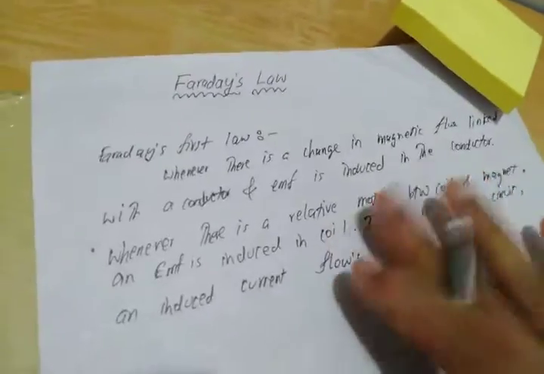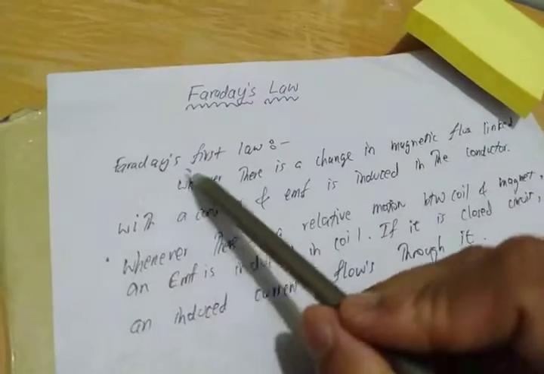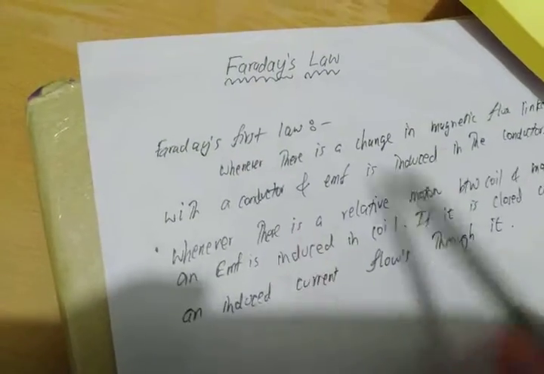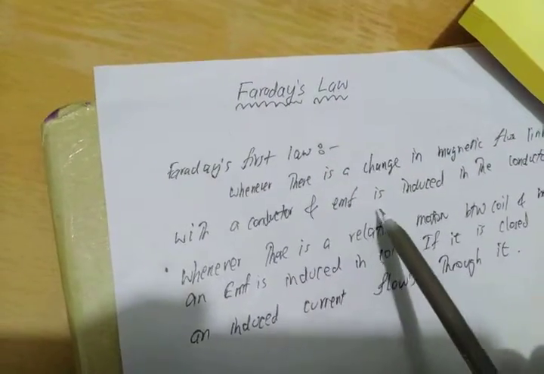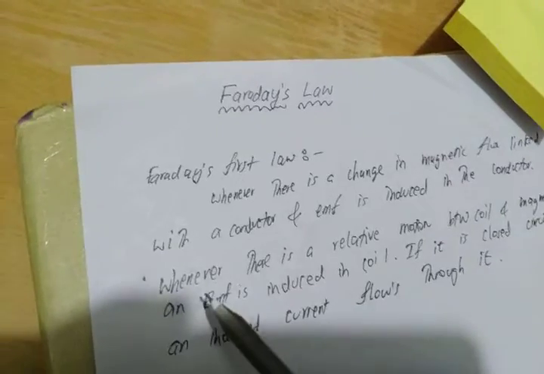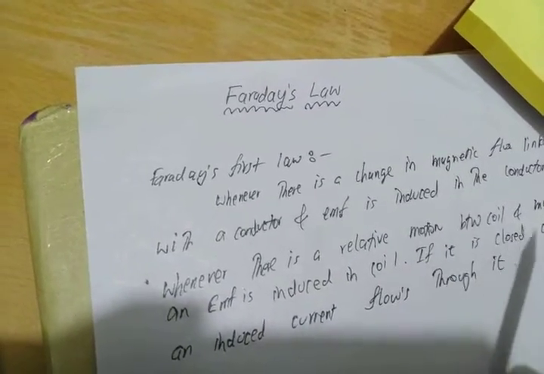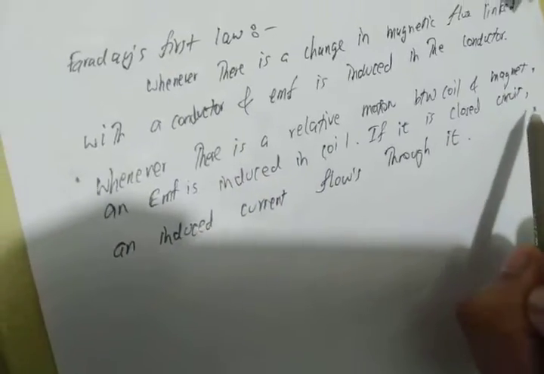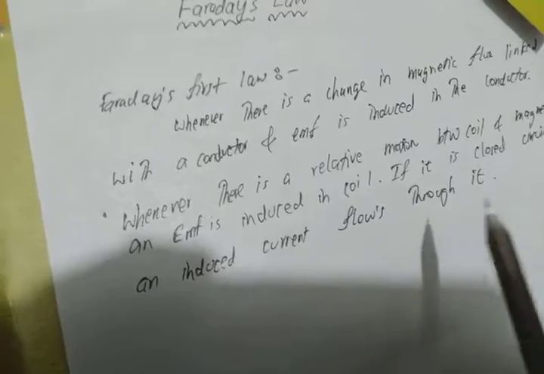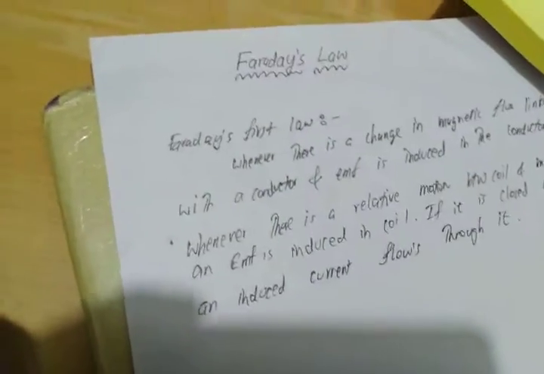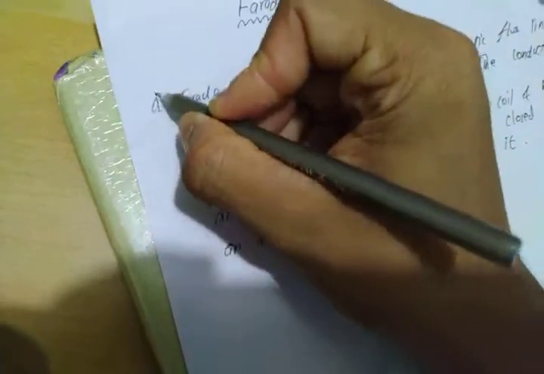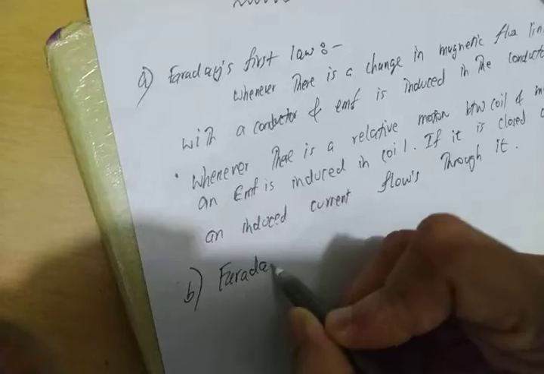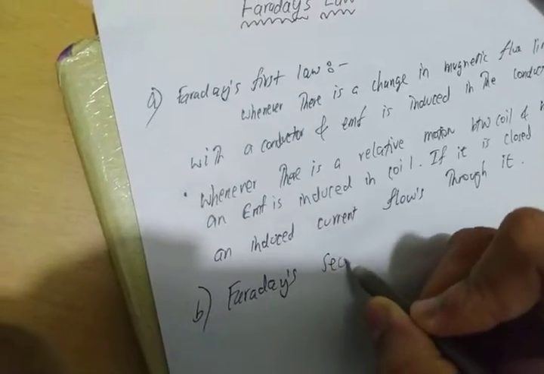So this is Faraday's first law. What Faraday's first law is telling is, whenever there is a change in magnetic flux linked with the conductor, an EMF is induced in the conductor, and whenever there is a relative motion between coil and magnet, an EMF is induced in the coil, if it is a closed circuit, and induced current flows through it. Let's go to Faraday's second law. This is A, let it be B. Faraday's second law.